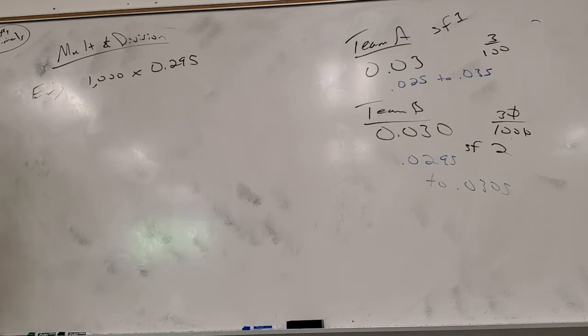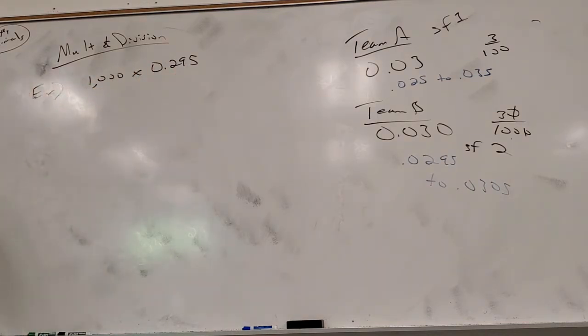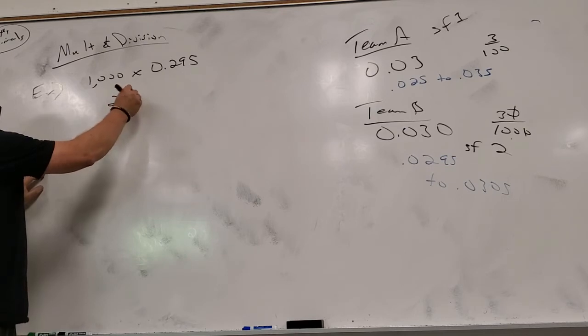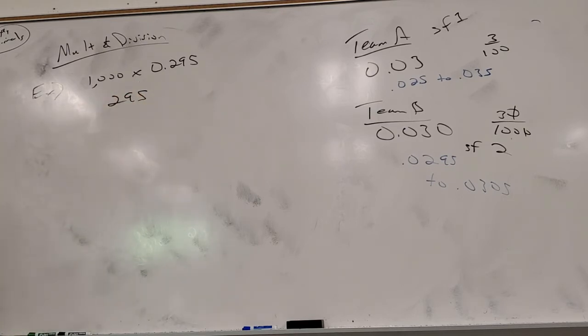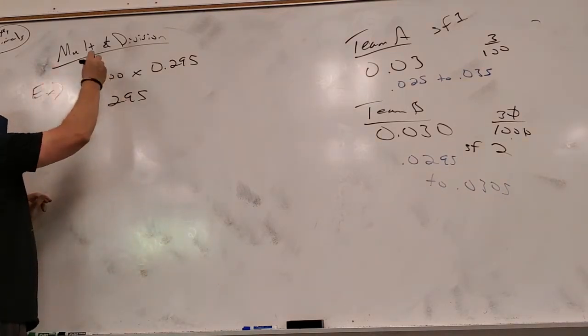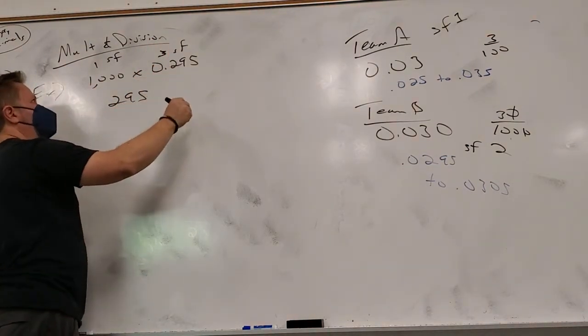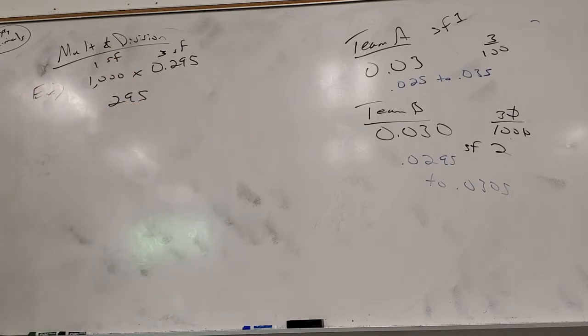So the very first level of this is don't just do it. What's 1,000 times 0.295? 295. Now you've got to round it so it has the right number of sig figs. And basically, with multiplication and division, it's the weakest link. You want to communicate to people the least certain part of the problem. So how many sig figs does this one have? 1. This one, 3. Who's the weak link? This one. So the answer has to have 1 sig fig.